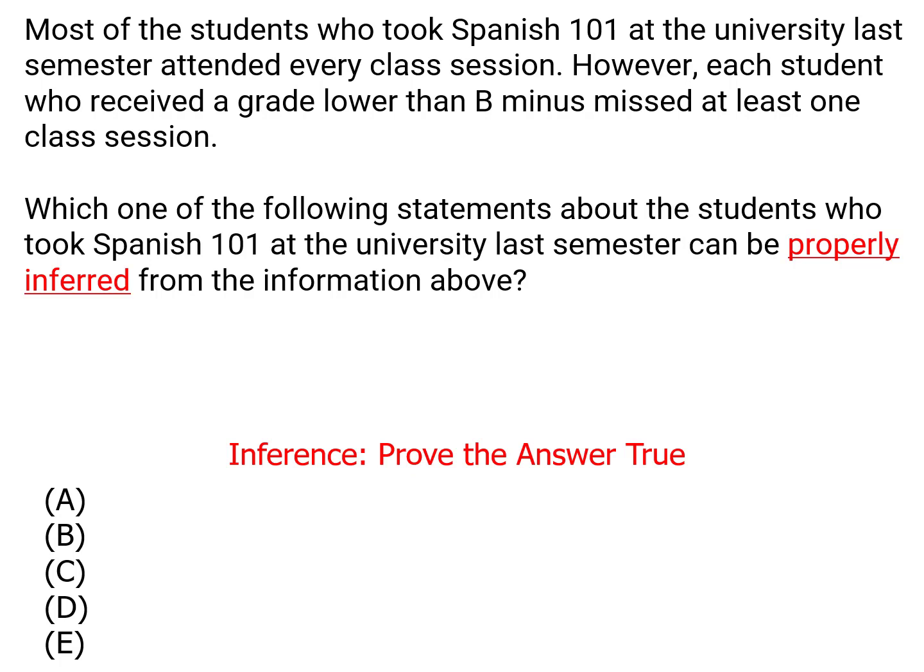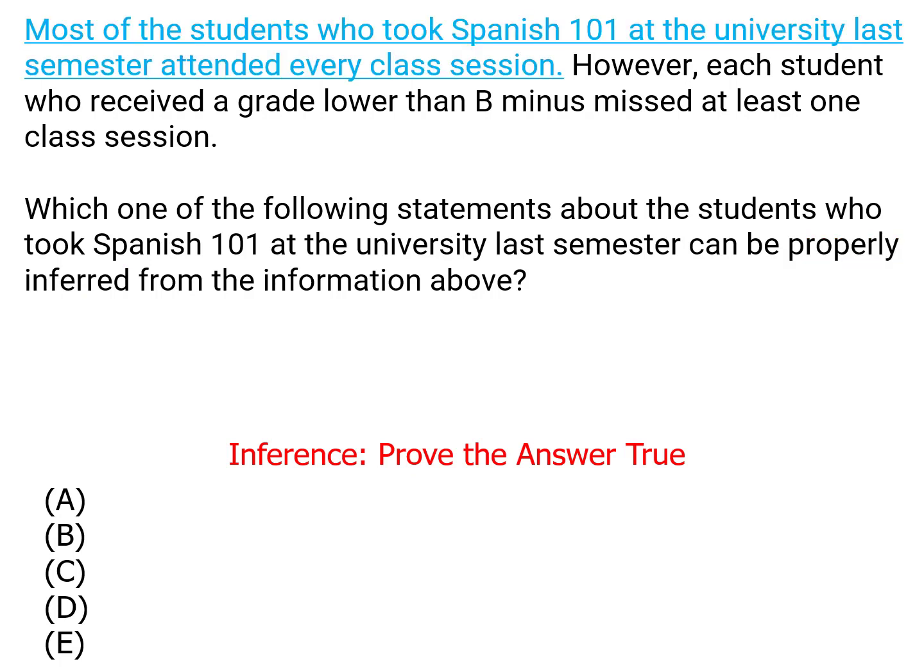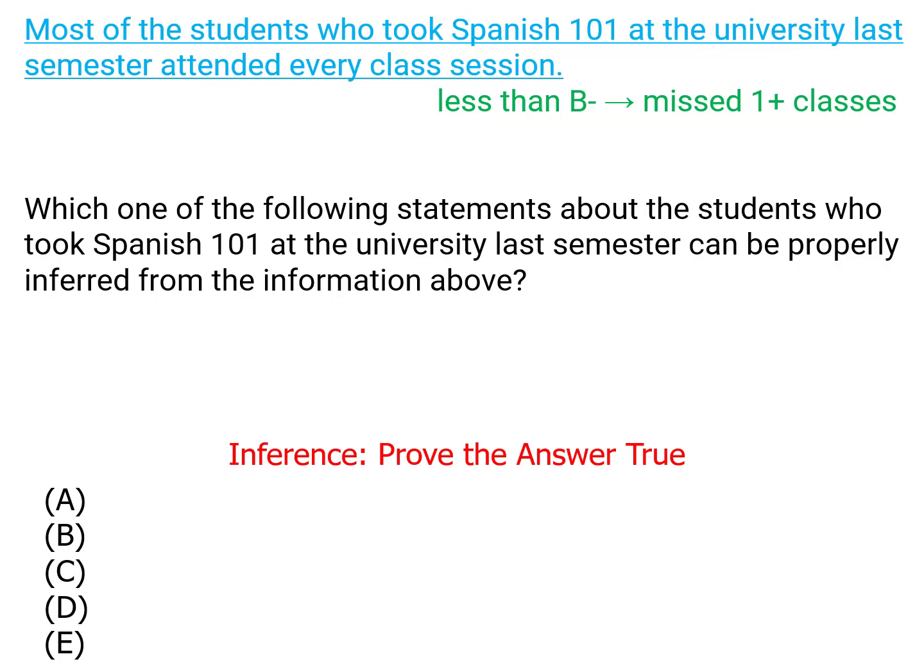So speaking of what we know, two facts. The first thing we know is that most of the students who took Spanish 101 at the university attended every class session. They had perfect attendance. And the second thing we know is our formal logic rule. Each student who received a grade lower than B- missed at least one class session. So if we were to write that in formal logic, it'd look like this. Less than a B- means that you missed one or more classes.